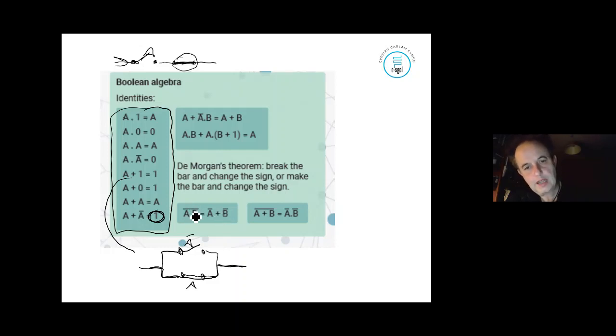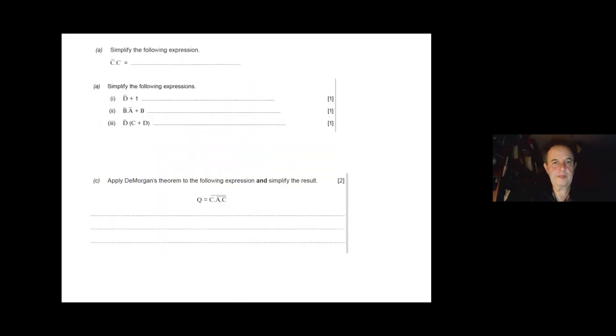So if you break the line, okay, you will always change the sign, right? But if you break the line, remember that the lines will stay above those letters. Okay, so a couple of examples for you to try and sort of memorize and work out.